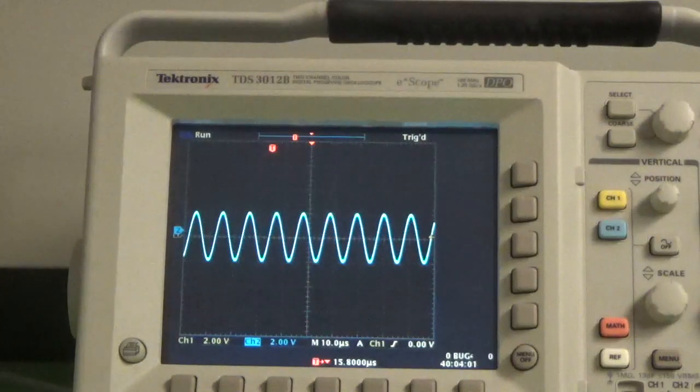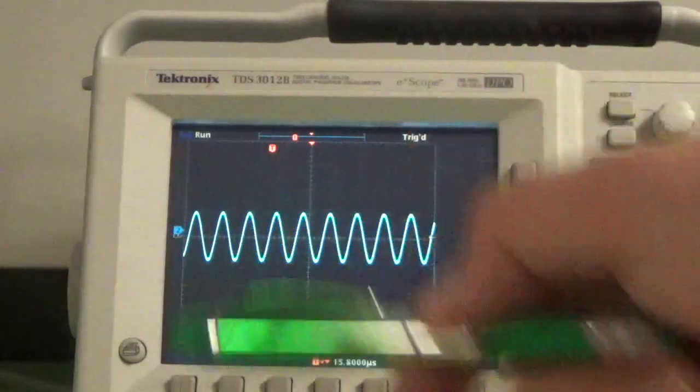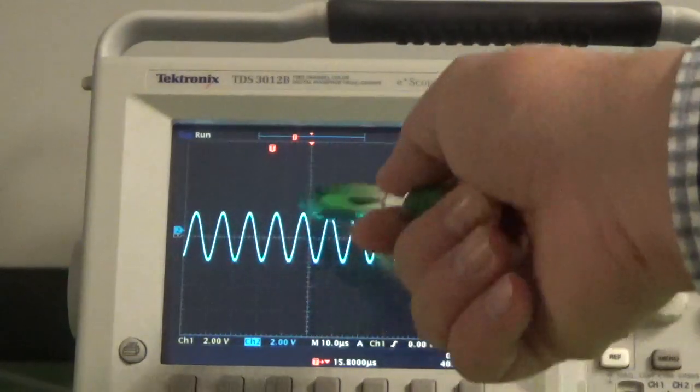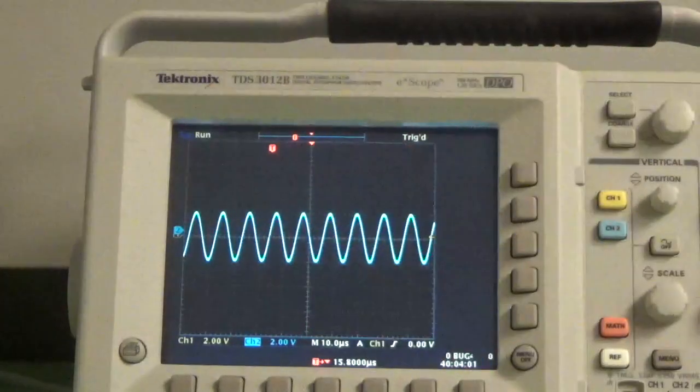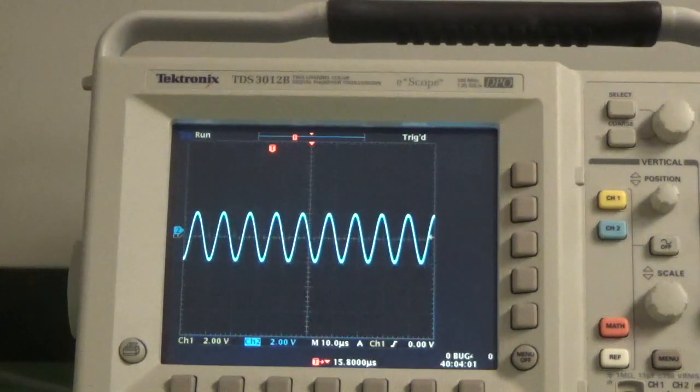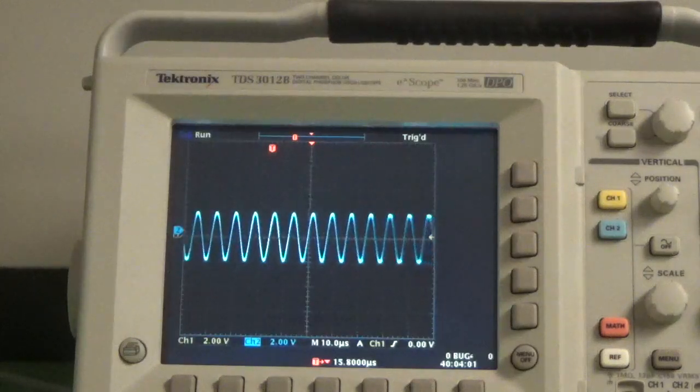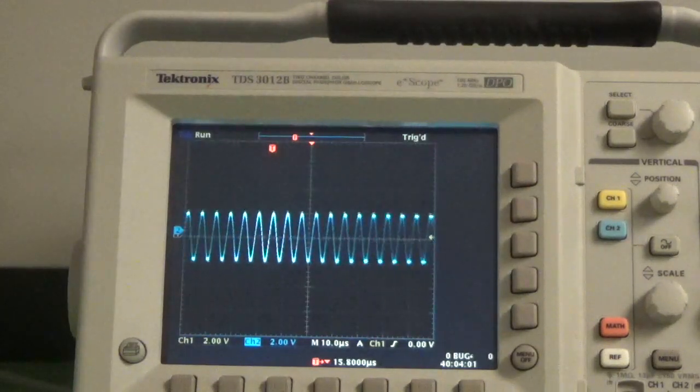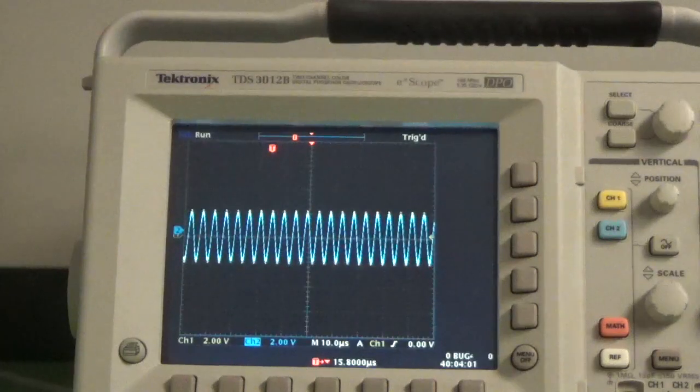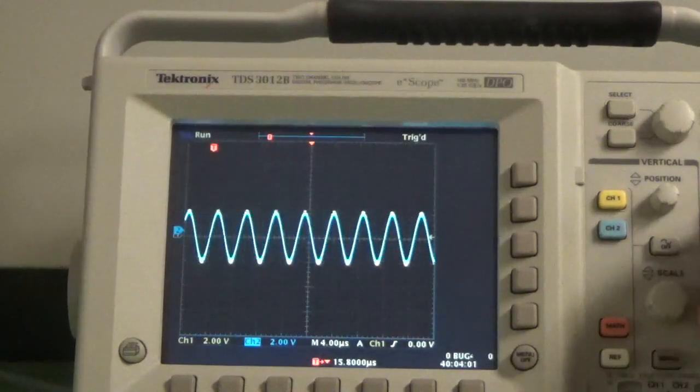So from the function generator, I have 93.9 kilohertz. The voltage here is 2 times 2 squares, so that will give me 4 volt. Great. So now I will increase the frequency and see what we have.